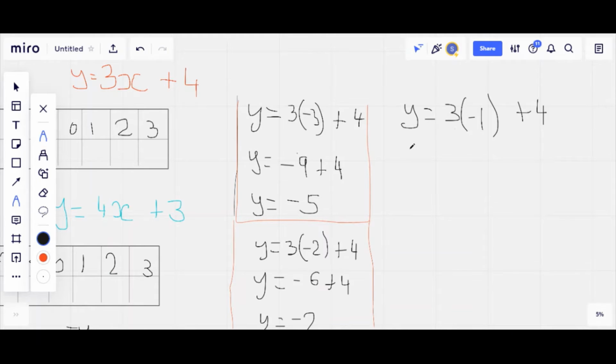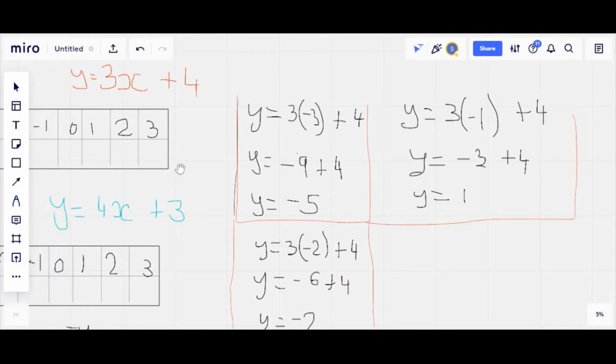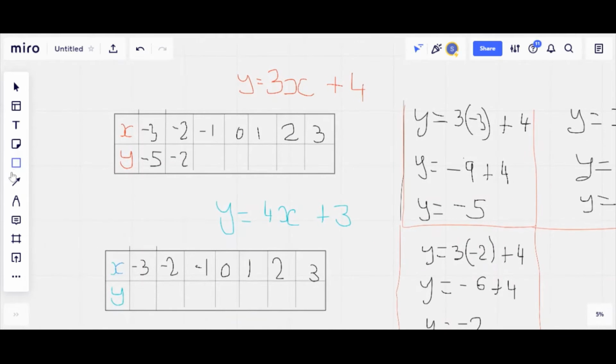So then we simplify again. So y is equal to -3 plus 4. That means our y value is just equal to 1. So y is equal to 1 when x is equal to -1. Let's change that back to our black. y is equal to 1 here.